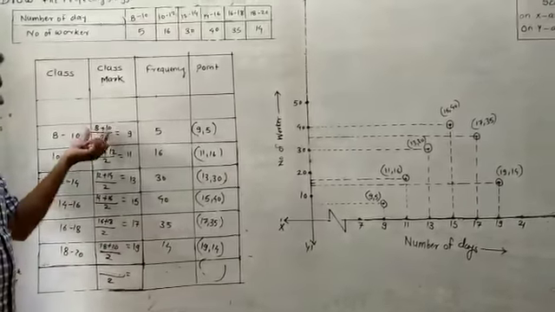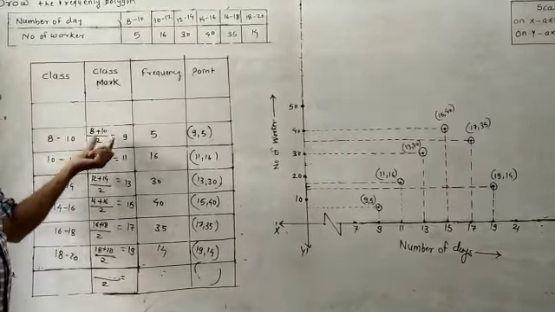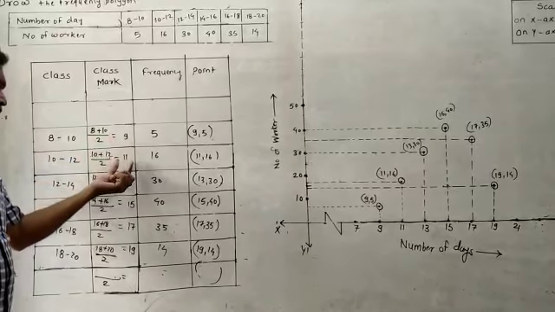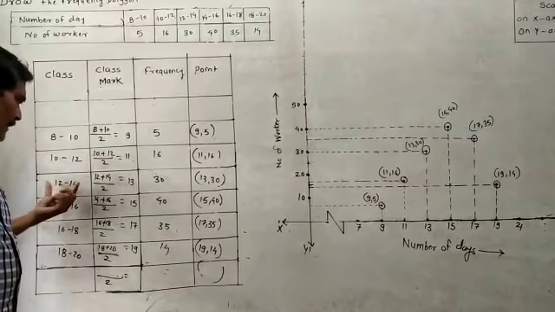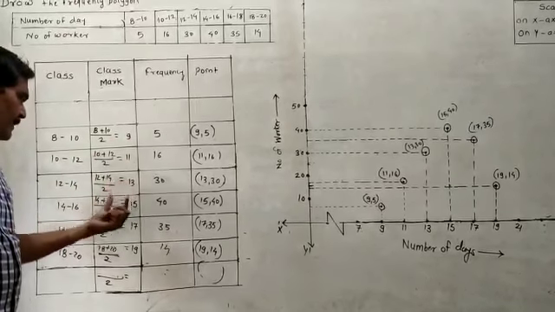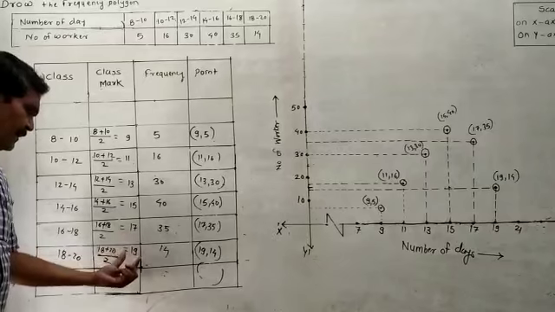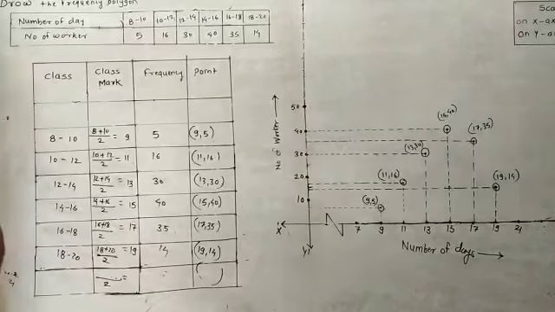And you have to find out the class mark: upper limit plus lower limit divided by 2. Class mark of this class is 9. Class mark of this class will come 11. Class mark of this class will come 13. Then 15, 17, 19. Like that you have to find out the class mark.